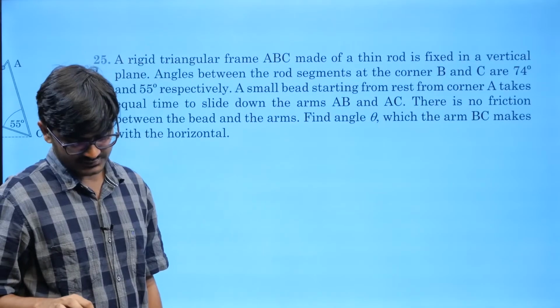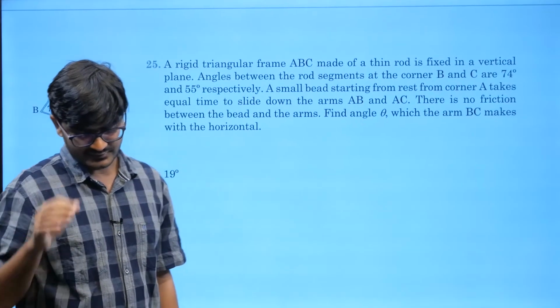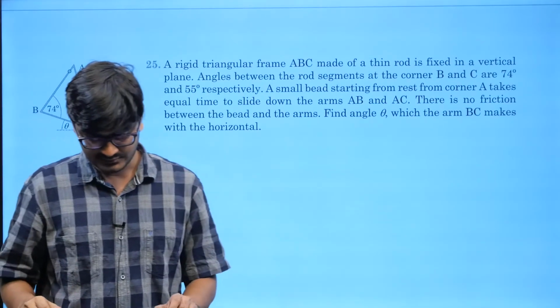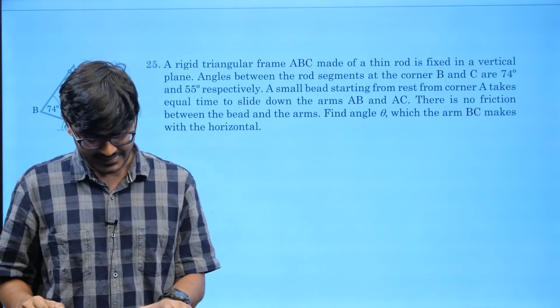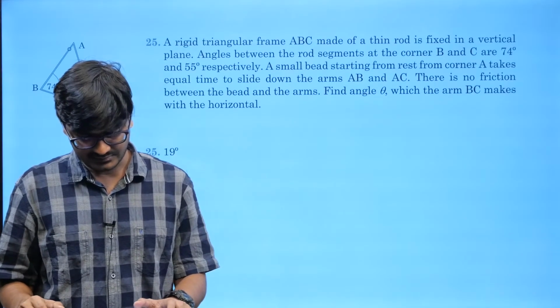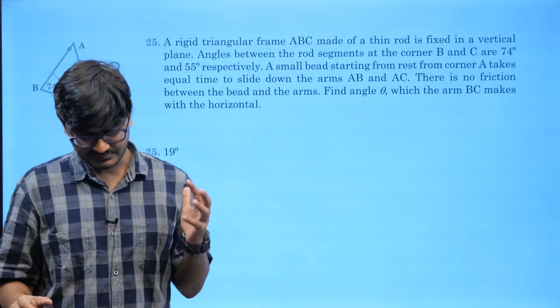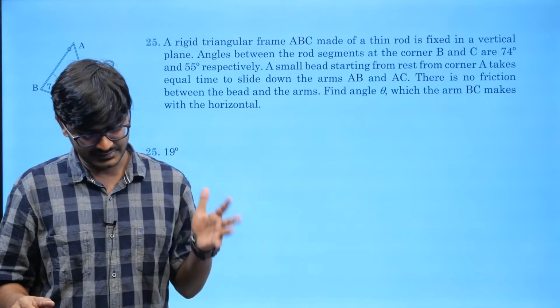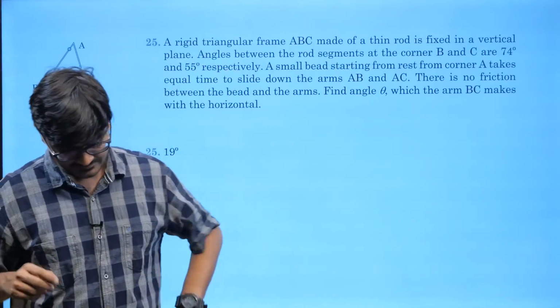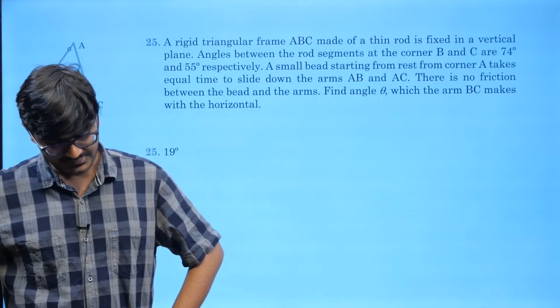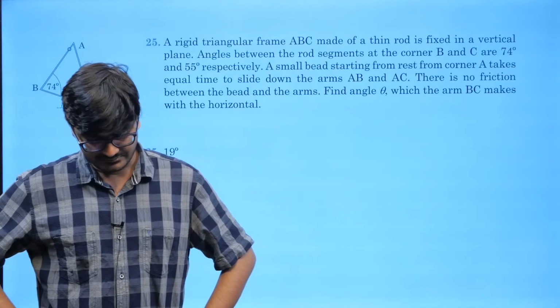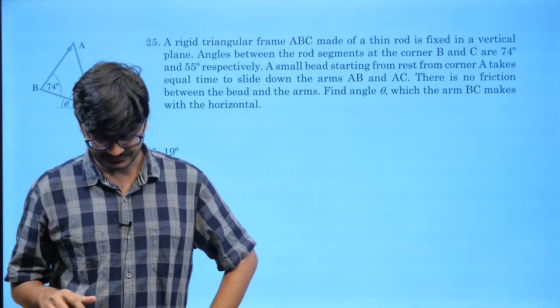So the next question is also an extension of the same thing. A rigid triangular frame ABC made of a thin rod is fixed in a vertical plane. The angles between the rod segments at corner B and C are 74 and 55 respectively. A small bead starting from rest from corner A takes equal time to slide AB and AC. There is no friction between the bead and the arms. Find the angle theta which the arm BC makes with horizontal.